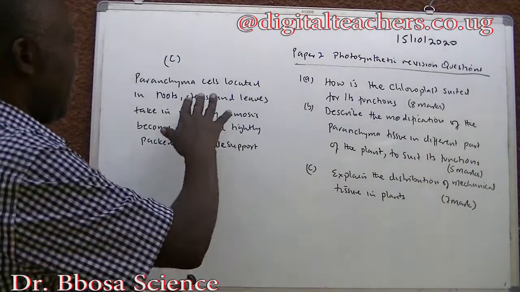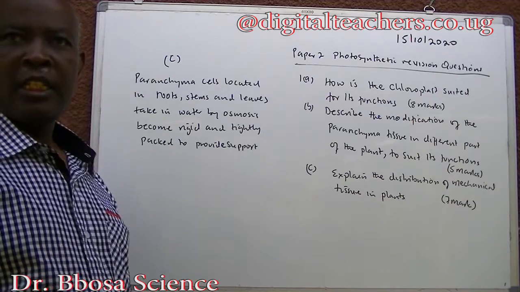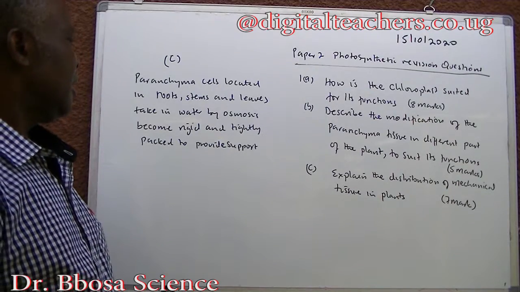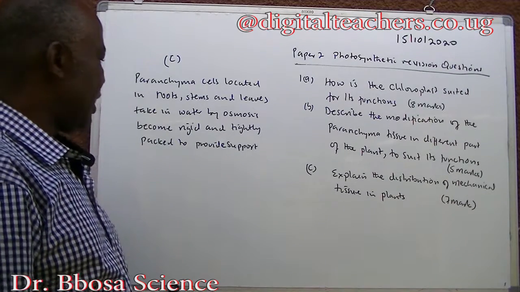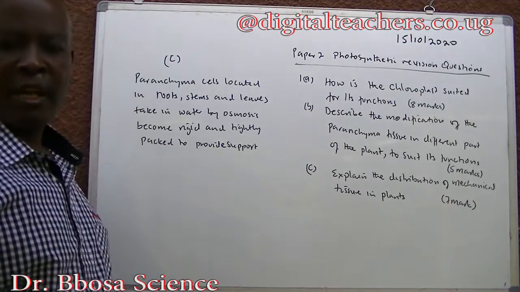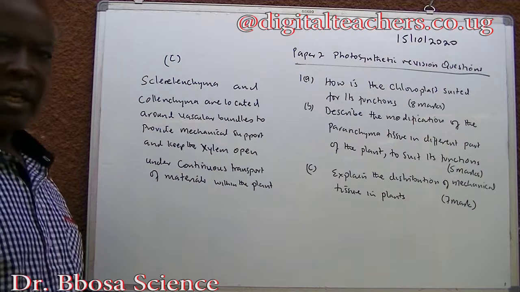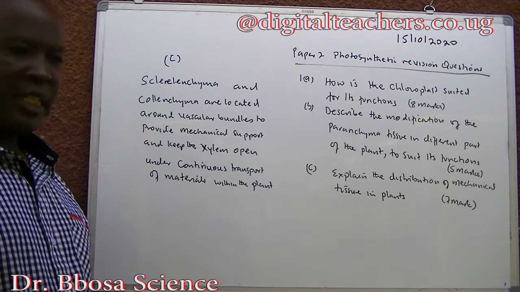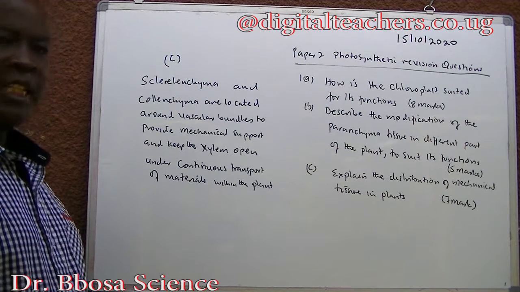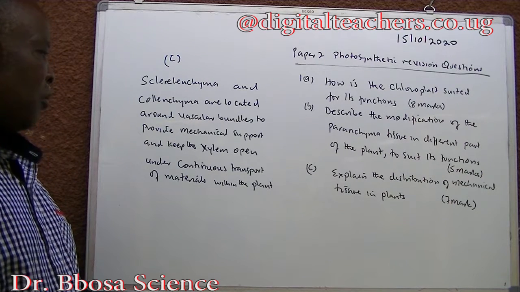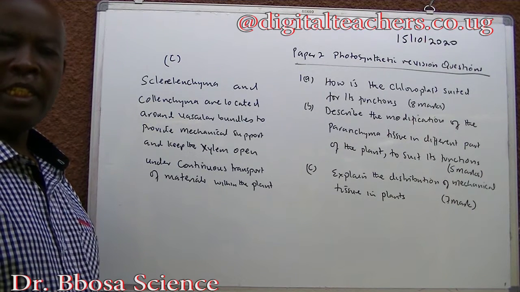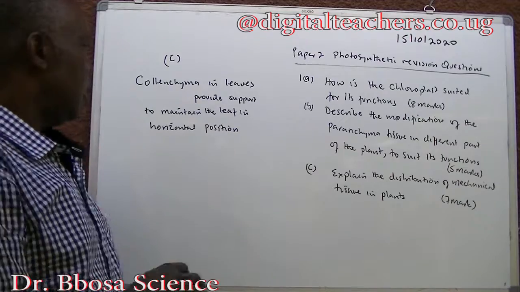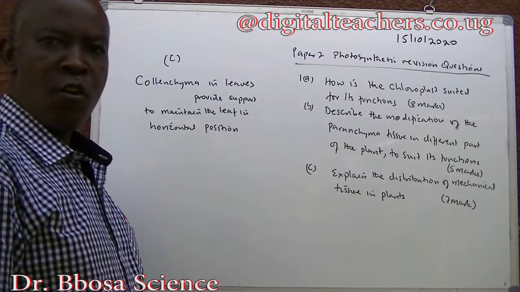C. Parenchyma cells located in roots, stems, and leaves, taking in water by osmosis, become rigid and tightly packed to provide support. Parenchyma and collenchyma are located around vascular bundles to provide support and keep the xylem open under continuous transport of materials within the plant. Collenchyma in leaves provides support to maintain the leaf in a horizontal position.